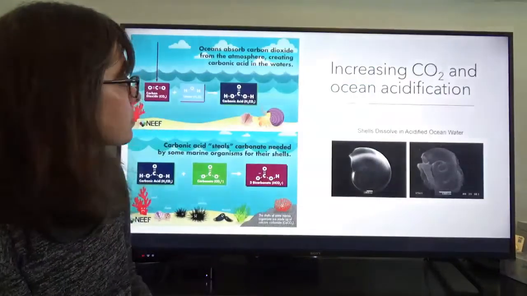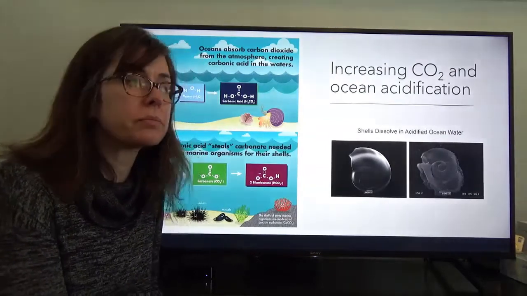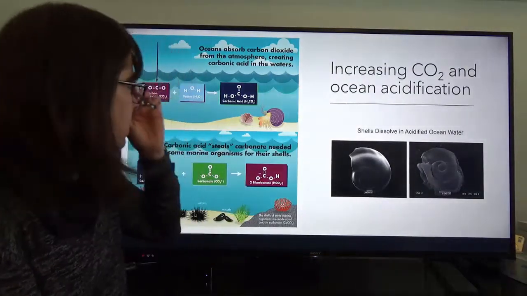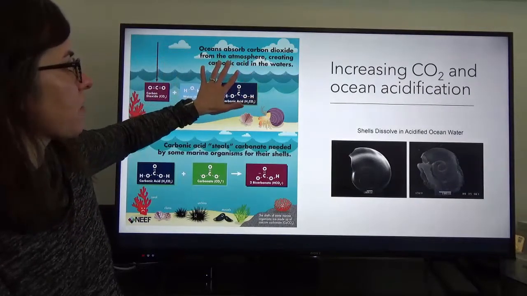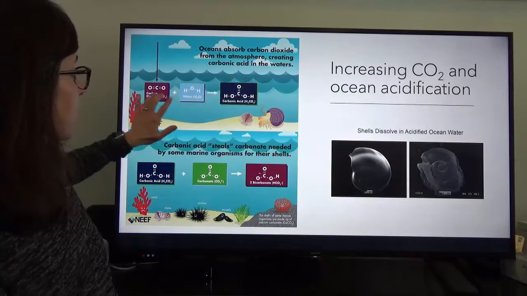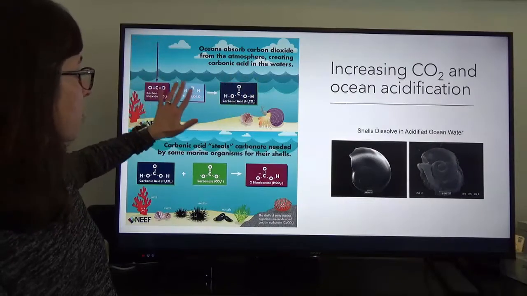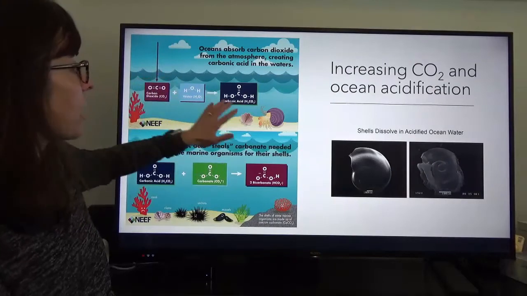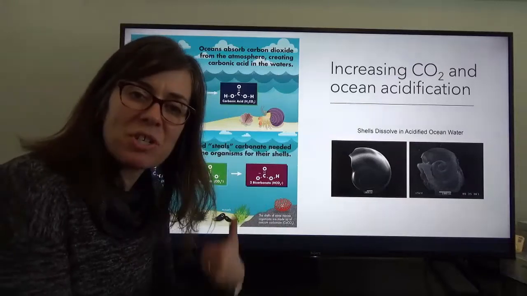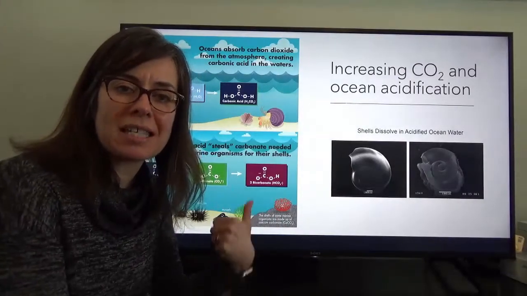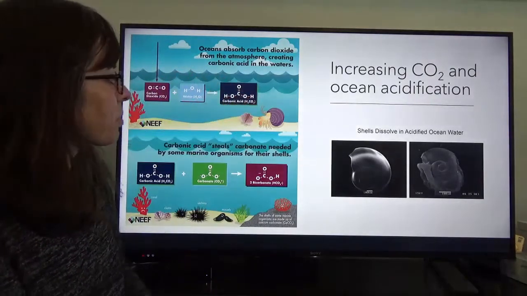This has led to some pretty serious problems in the oceans, and some of you researched this for your Minute Ecology videos. In very simple terms, oceans absorb carbon dioxide from the atmosphere and create carbonic acid in the water. So you have carbon dioxide coming in, it mixes with water, so carbon dioxide dissolves in water, and carbonic acid is formed. The more carbon dioxide you have entering the ocean, the more carbonic acid, the more acidic the ocean is. Now, why is this a problem?